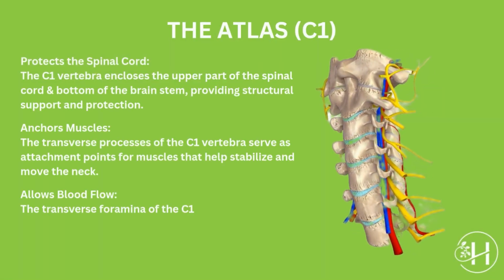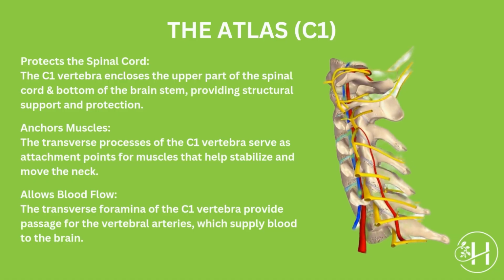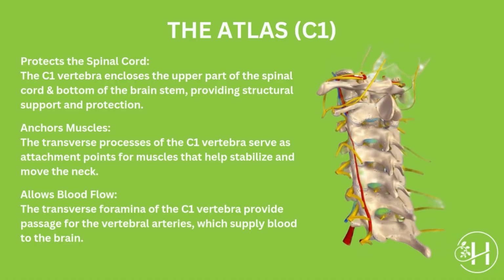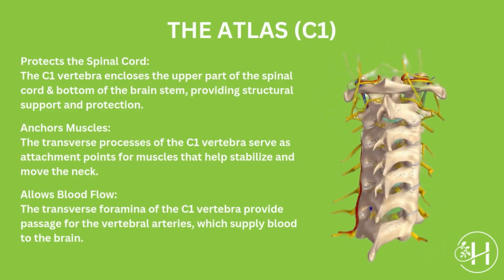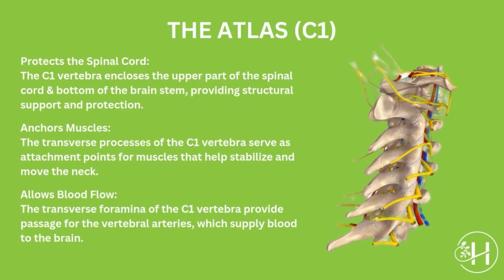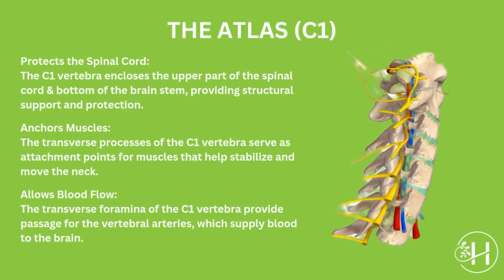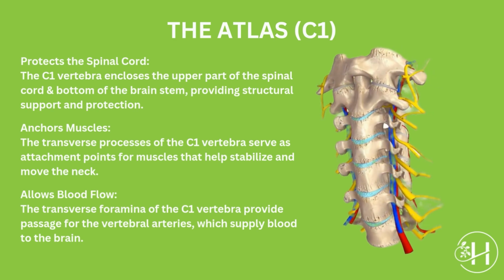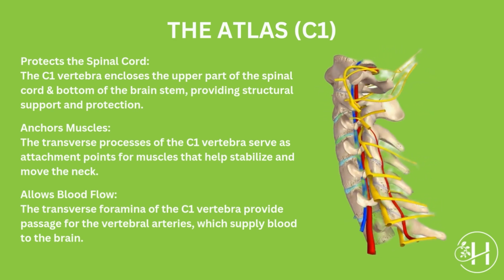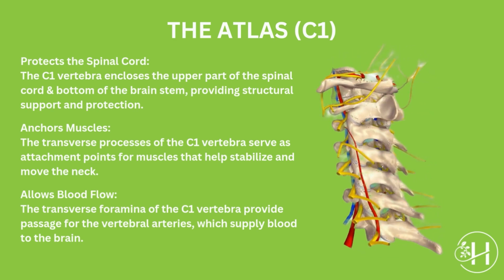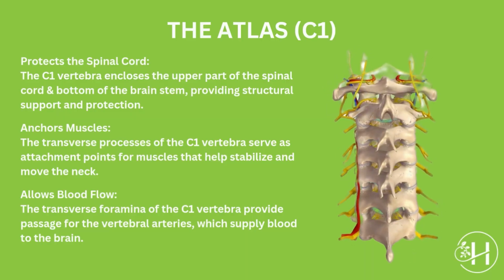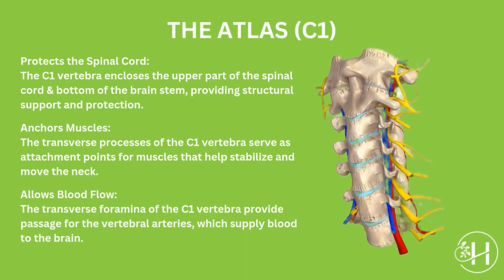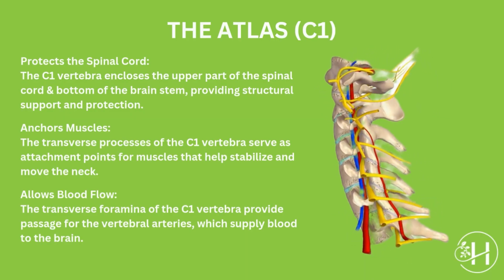The atlas also protects the spinal cord. The C1 vertebra encloses the upper part of the spinal cord and bottom of the brainstem, providing structural support and protection. It anchors muscles. The transverse processes of the C1 vertebra serve as attachment points for the muscles that help stabilize and move the neck, and also allows blood flow. The transverse foramina of the C1 vertebra provide passage for the vertebral arteries, which supply blood to the brain.